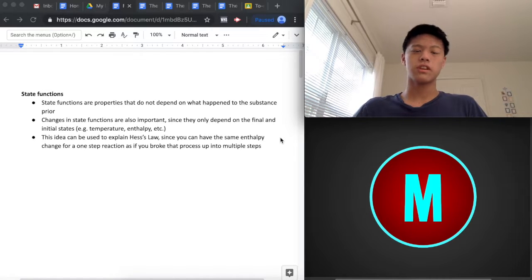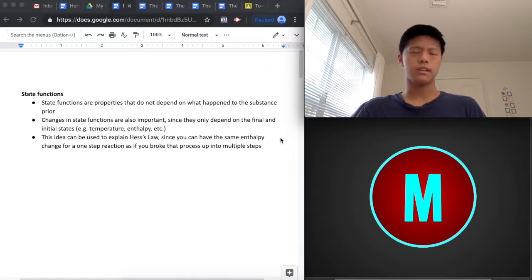So state functions, as you can see on the screen, are properties that do not depend on what happened to the substance prior. Anything could have happened to the substance, however it was prepared, and it will still get to the same place as measured in a state function. Changes in state functions are also important, since they only depend on the final and initial states of whatever the property is. Think of all your delta state functions, like delta H, delta T. Temperature and enthalpy would be examples of state functions.